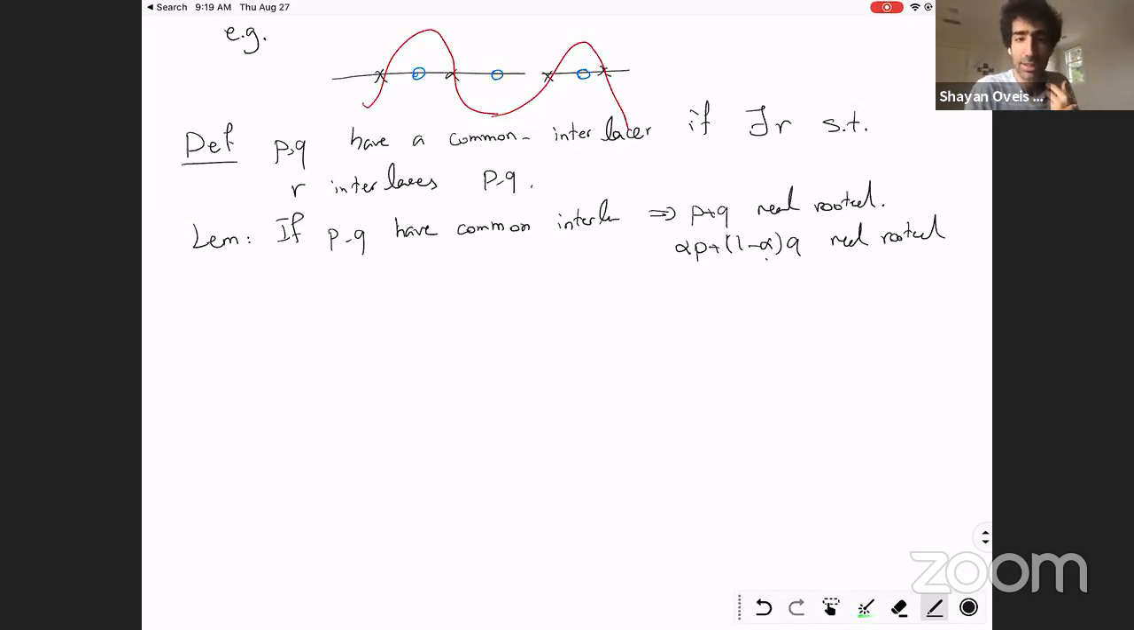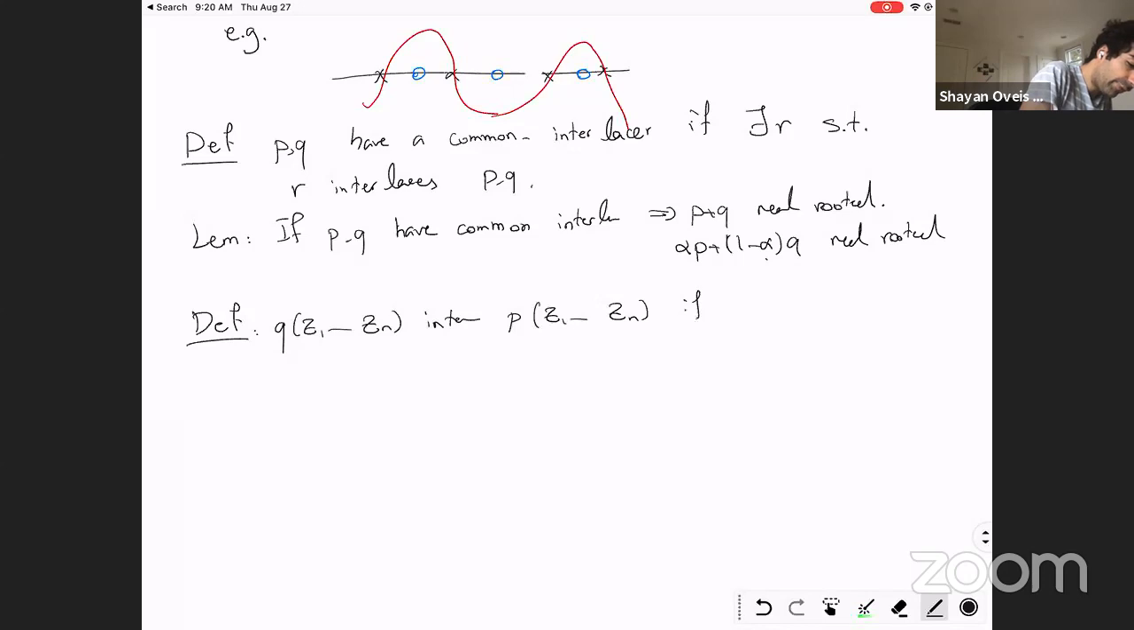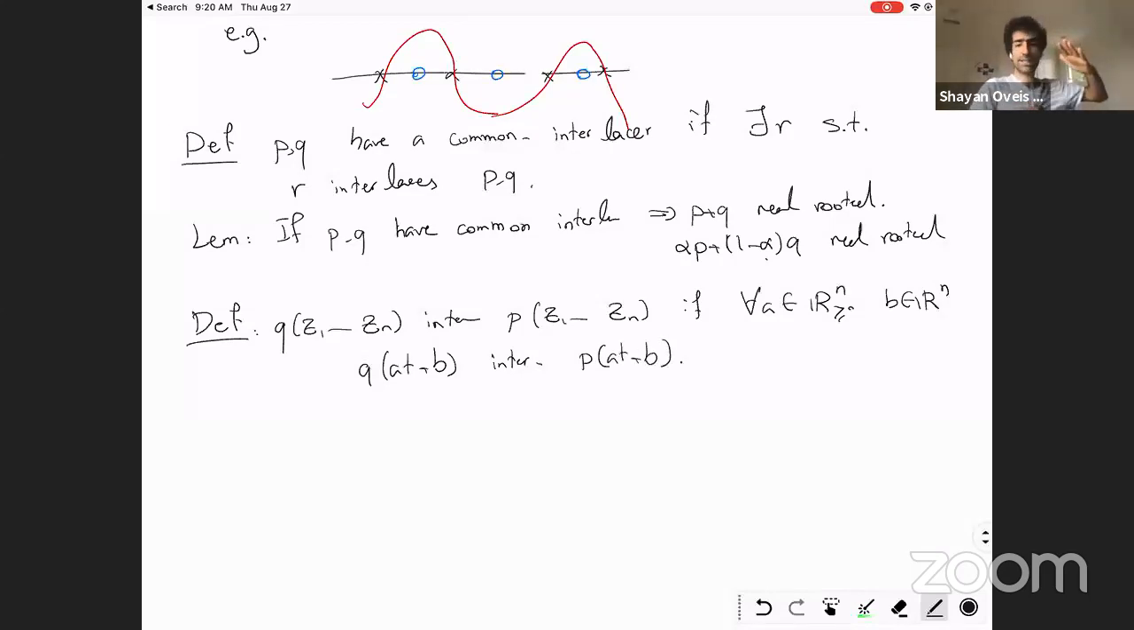This fact generalizes to real stability. Now, you can say that a multivariate polynomial Q interlaces a multivariate polynomial P, Q of Z1 up to Zn interlaces P of Z1 up to Zn, if for all A positive and B in R^n, Q of At plus B interlaces P of At plus B. So in other words, Q interlaces P if along any line restriction, Q interlaces P.